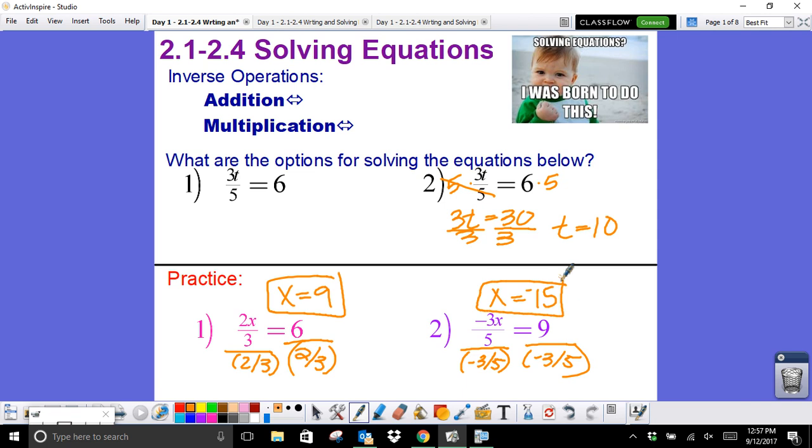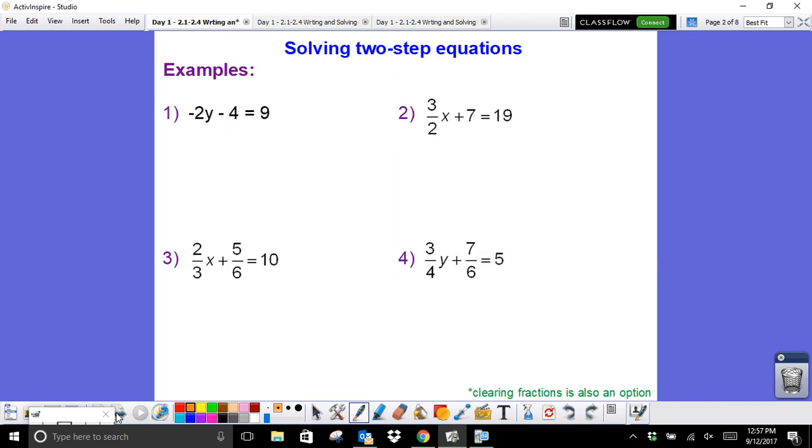Remember, you can check these, which you might want to do on the quiz and the test, but I'm not going to waste the time checking these while we're going through the notes. All right, now we're going to add a step to these. We're going to solve 2-step equations. So if you ever have anything being added or subtracted, we need to move that first.